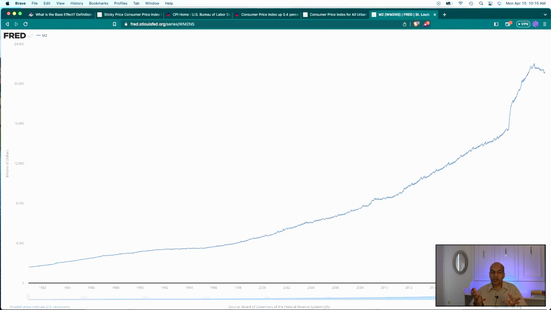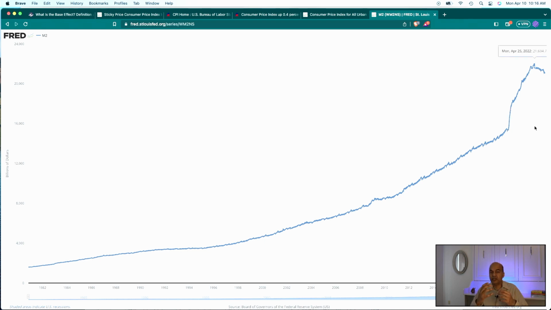Here's a chart showing the M2, which is the measure of money supply, basically how many dollars are out there circulating in the economy. And starting in 2020, there was a big spike in the supply of money in order to help us get through the COVID crisis.